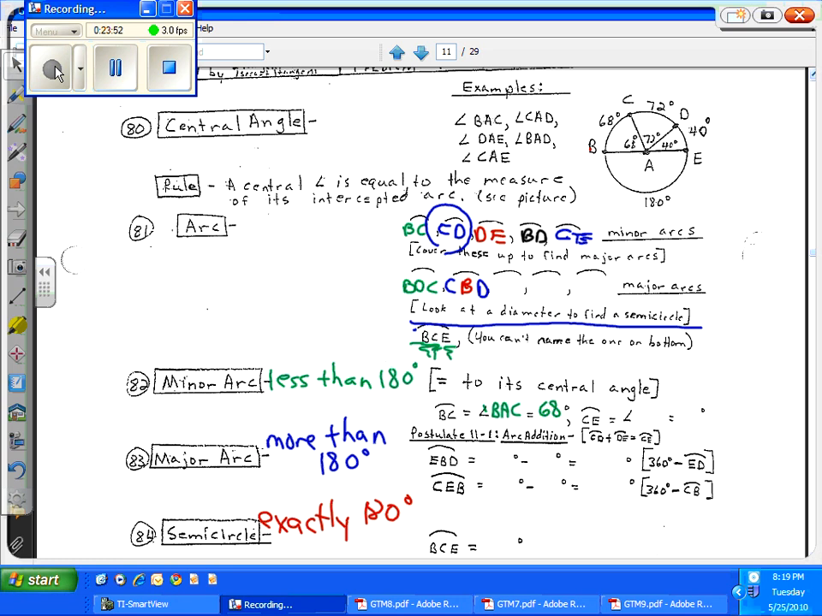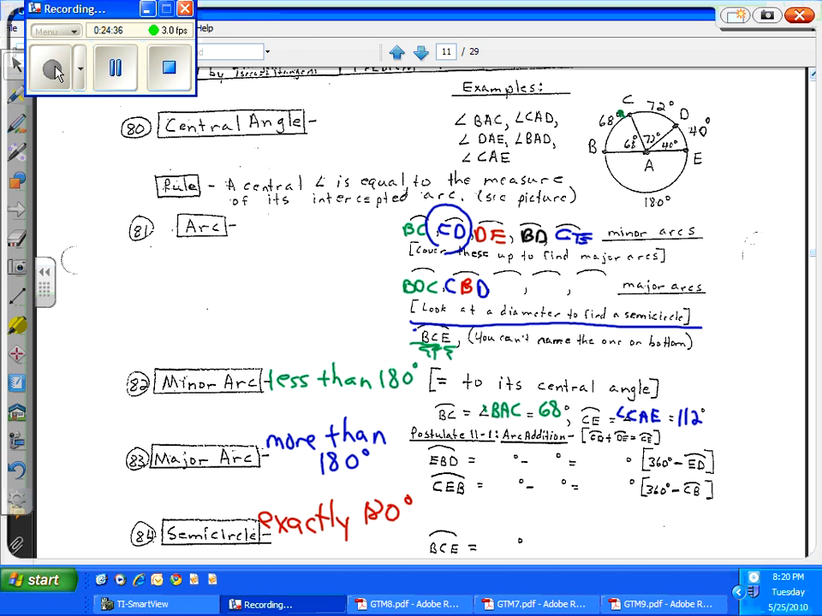Arc CE, that's from here to here, is equal to angle CAE, which is 70 plus 72 plus 40, which is 112 degrees. The sum of those. Postulate 11.1 is arc addition. Now remember, we had angle addition. Just like we had segment addition, angle addition, we have arc addition.